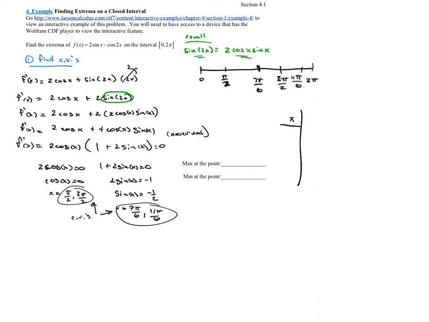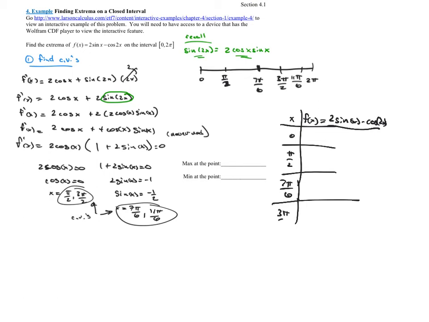Again, where am I plugging these in? I always plug them in for maximums and minimums, in this case, to the original function, 2 sine of x minus cosine of 2x. I'm plugging in 0, pi over 2, 7 pi over 6, 3 pi over 2, 11 pi over 6, and 2 pi.